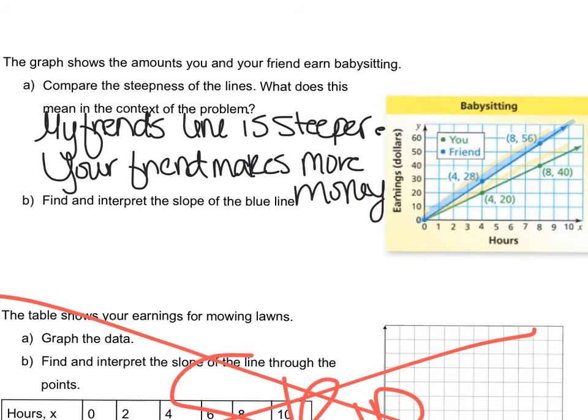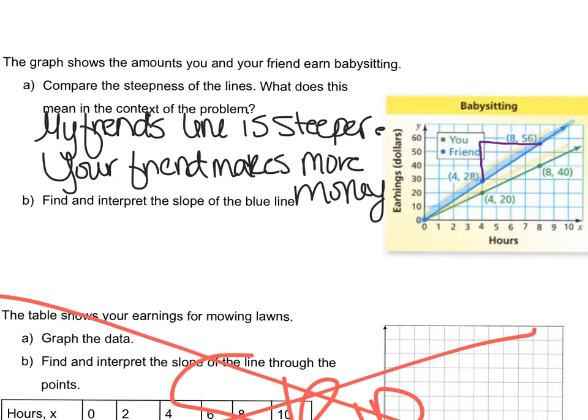Okay, great. And then for B, it says find and interpret the slope of the blue line. So we're going to go back to your friend's line, and we're going to see what it means. Start at one point, and then do your rise and run, okay? So rise and run.